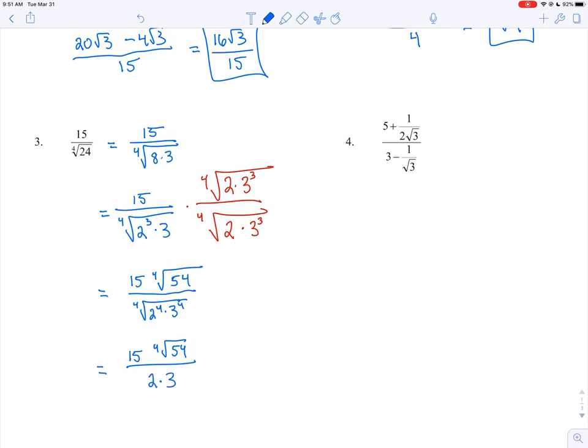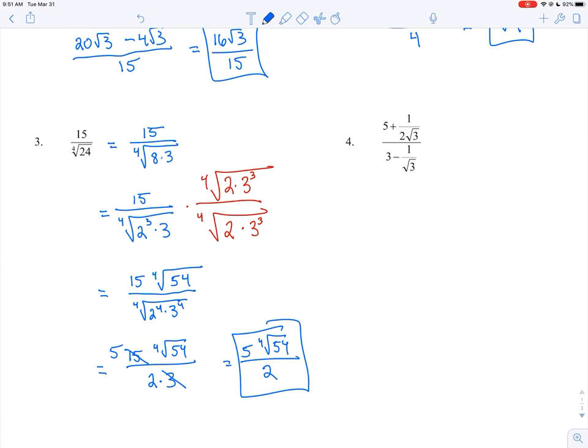From here, I can take this one step further. I can simplify the 15 and the 3 and just make that a 5. So our final answer is going to be 5 times, that's going to be what? It's going to be the 4th root of 54 all over 2.